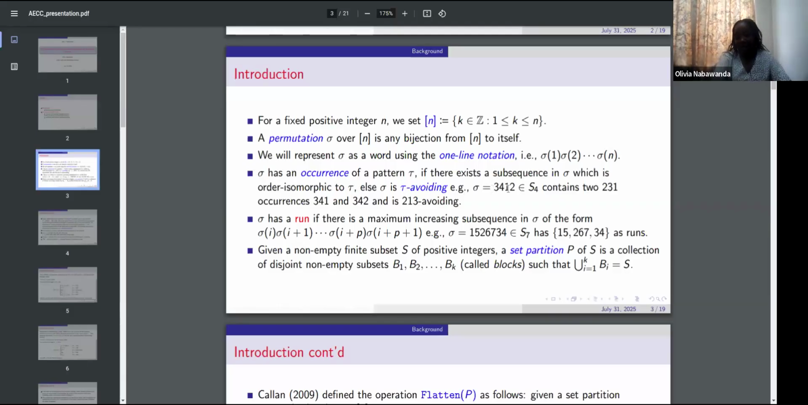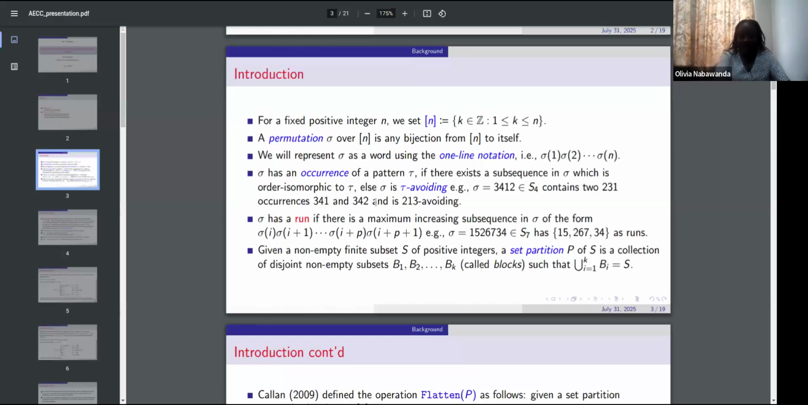I included an example here of a permutation of length 4, and I'm saying that this permutation contains two 2, 3, 1 occurrences. Which ones are they? We have 3, 4, 1. When you try to write this in standard form, when you try to reduce it with the smallest entry taking on 1, the next smallest entry taking on 2, and so on, realize that 3, 4, 1 is actually order isomorphic to 2, 3, 1. And the same applies to 3, 4, 2. 3, 4, 2 is also order isomorphic to 2, 3, 1.